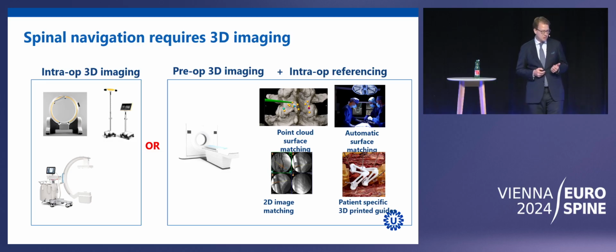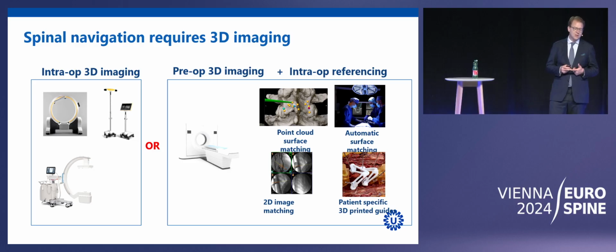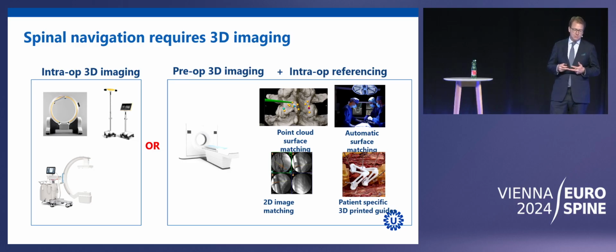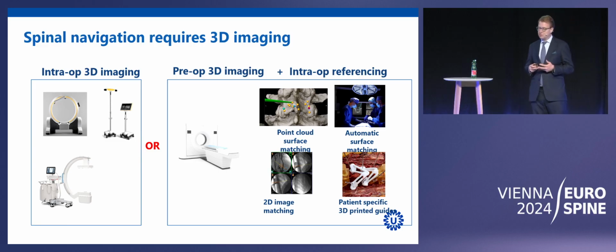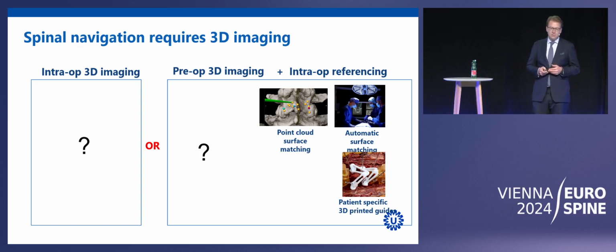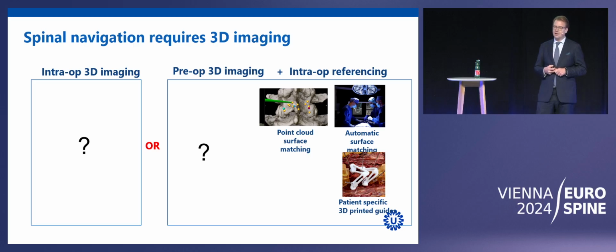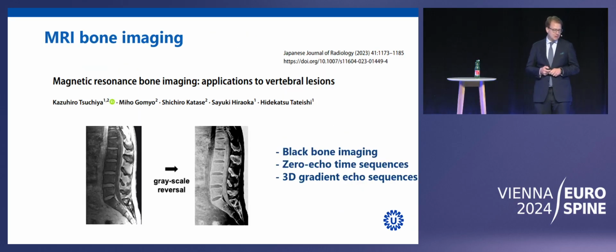You can use point cloud surface matching, you can use the automatic surface matching methods, you can use fluoro image matching, or you can use patient-specific guides, which actually also are a form of 3D surface matching. But if you want to get rid of the radiation exposure, actually we do not have any imaging option left. And also the fluoro registration is not there anymore. So what are the alternatives?